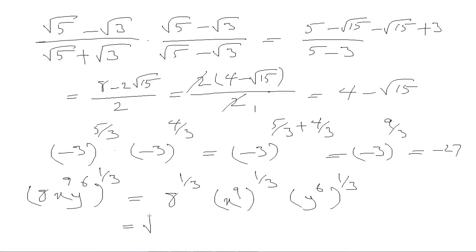This is radical index 3 of 8 times x to the power of 9 times 1 over 3, which is 3, times y to the power of 6 times 1 over 3. 6 times 1 over 3 is just 6 over 3 or 2. So the answer is 2x to the power of 3 y to the power of 2.